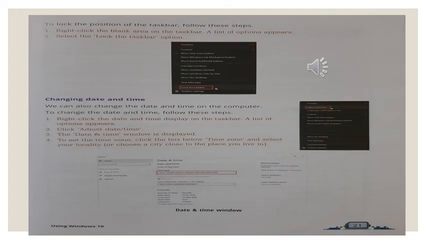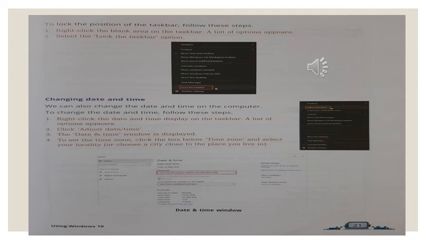To lock the position of the taskbar, follow these steps. The first one is right-click the blank area on the taskbar. A list of options appears. Then select the lock the taskbar option and the taskbar is locked.